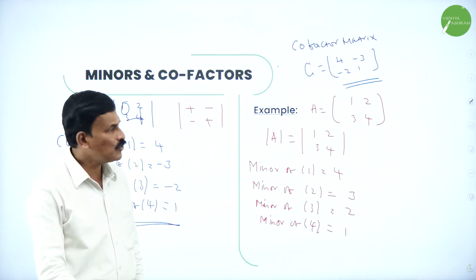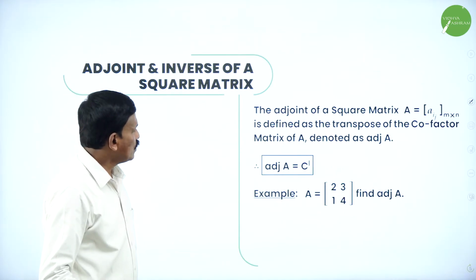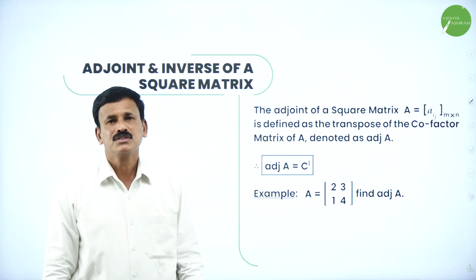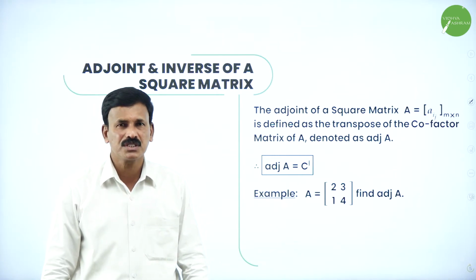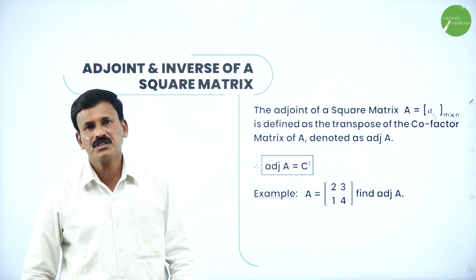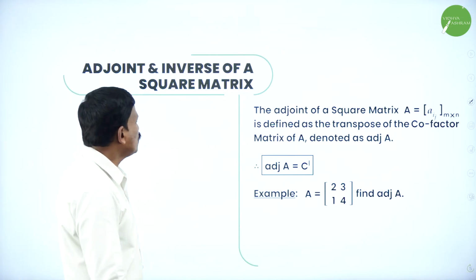Okay, now let us take one more problem. So we will go to the adjoint. For 3 rows and 3 columns, I will explain how to find the cofactors. Now let us know regarding the adjoint. Now what is the adjoint?